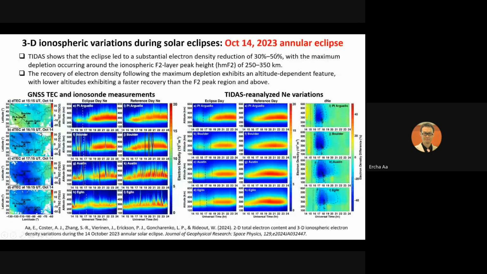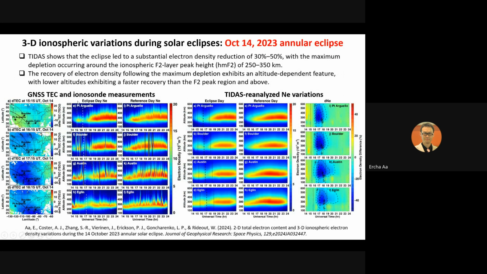And we also did another experiment for last year's annular solar eclipse. I believe many people in Boulder saw this solar eclipse. It's October 14. And here we show some examples.